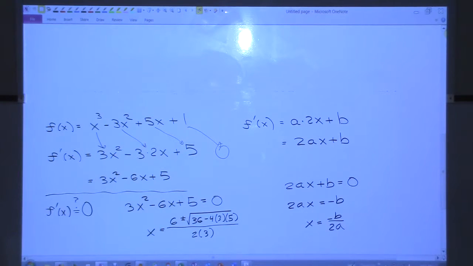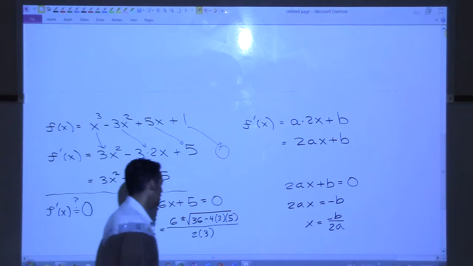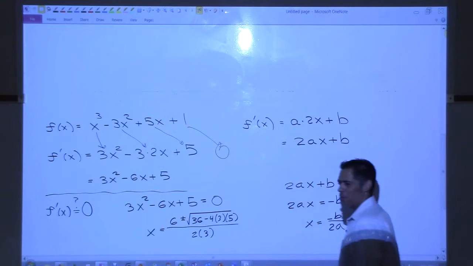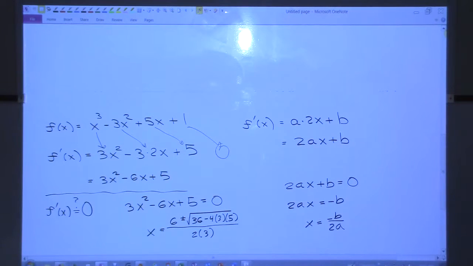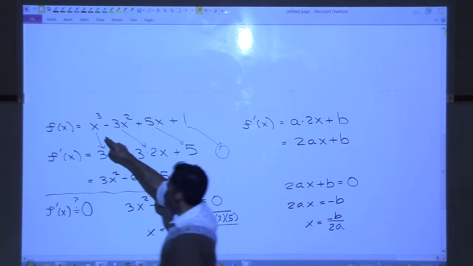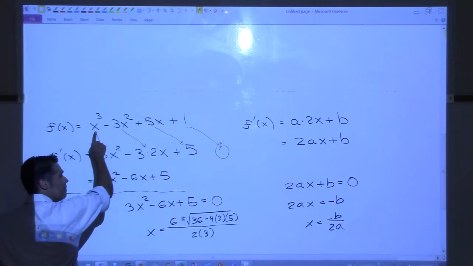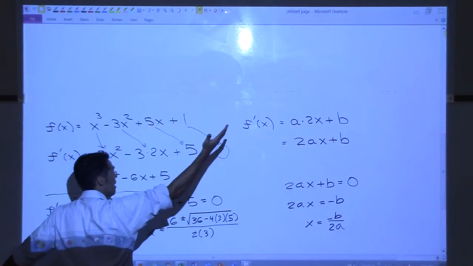What does this mean? We don't have real solutions here, do we? So what does that mean? This is a cubic function. If we look at this cubic function, do we know which side goes up and which side goes down? Yes. Left side goes down, right side goes up.